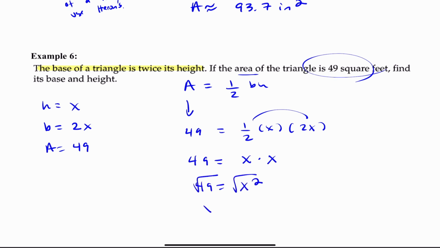Take the square root. So x is equal to plus or minus 7. But in this context, we need the positive because we're dealing with shape. So x equals 7. So the height is 7. The height is 7, and the base is 14. And there you have it.